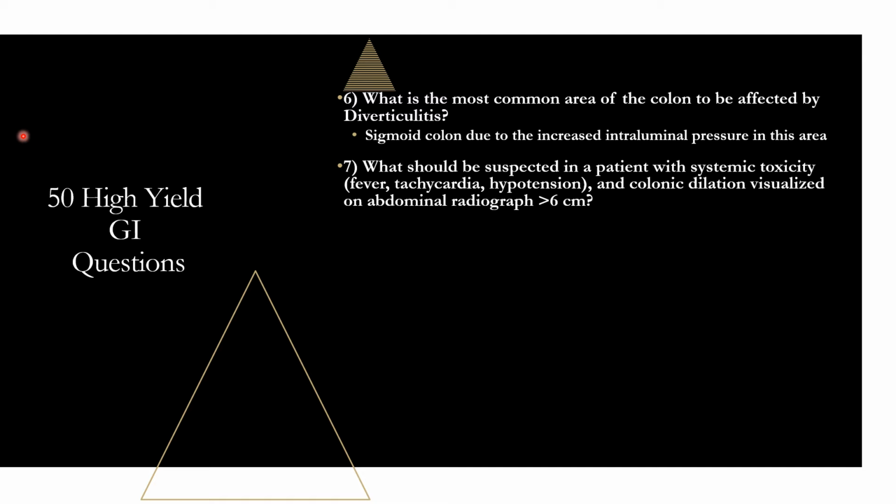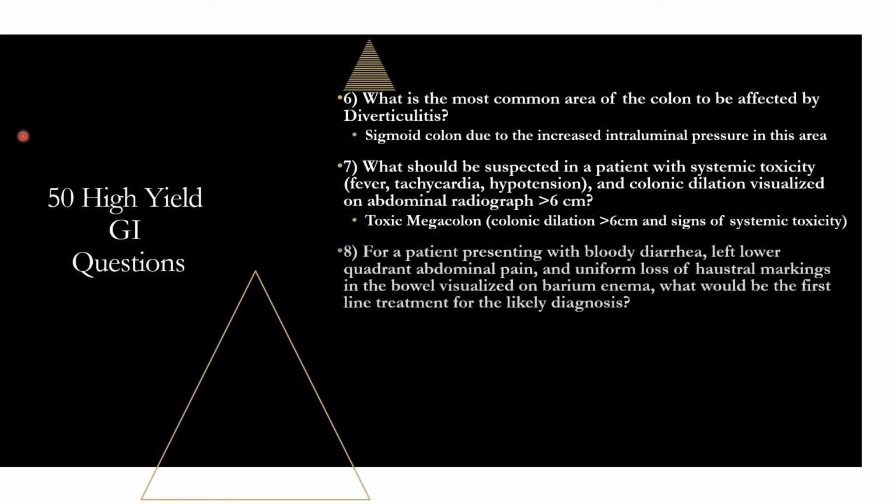So what should you be thinking as far as diagnosis for this patient? It's going to be toxic megacolon. Anytime you see a combination of systemic toxicity with colonic dilation over 6 centimeters on imaging, you should be thinking of toxic megacolon. I always remembered it as, instead of toxic megacolon, "toxics megacolon." So you remember that over 6 centimeters of dilation.